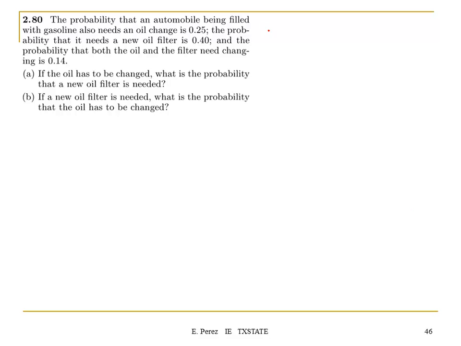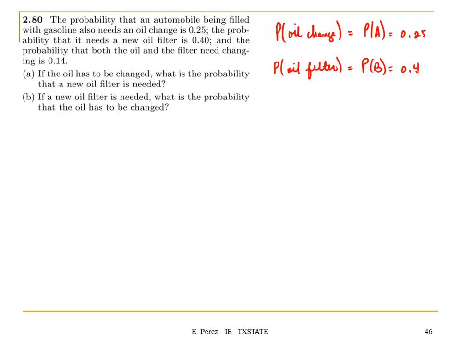Okay, so let's define the events for this problem. We have the probability of oil change, equals probability of A, and that is 0.25. Then we have the probability of oil filter, probability of B, 0.4. And we have the probability of A intersection B with 0.14.